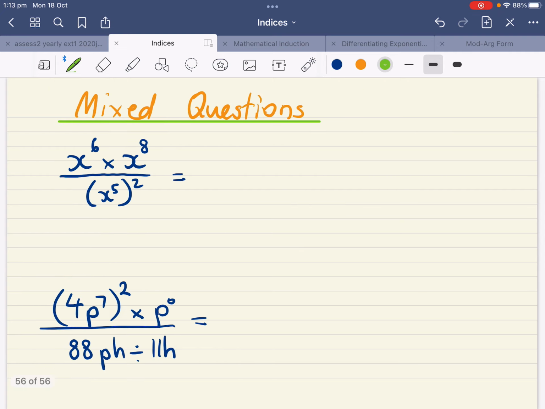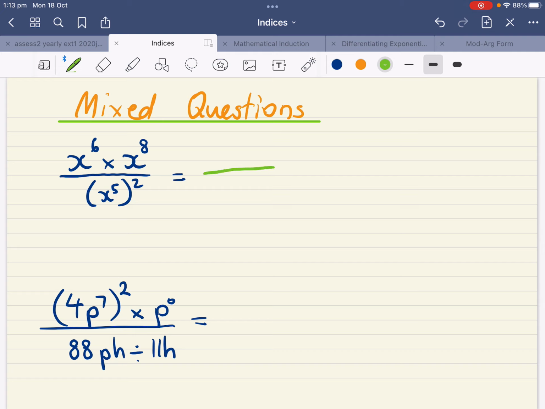All right, now it is the last section, the mixed questions, ones where there are different index laws all combined. If we look at the first one, there's only 2 for us to do, by the way. If we look at the first one, right, I'm just going to take things in steps.